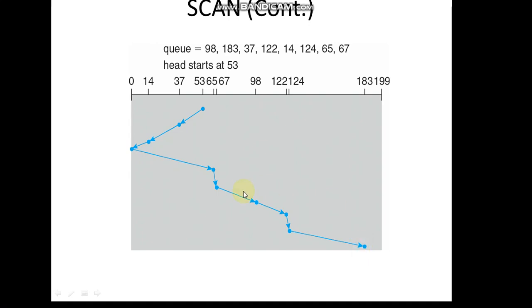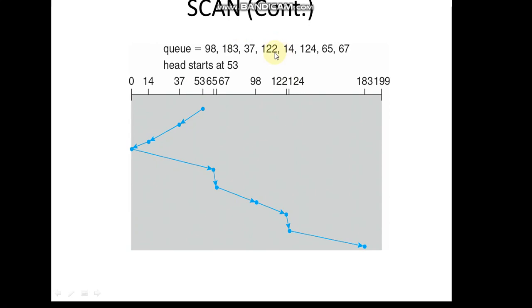The other version of this is that it starts at 53, then moves towards the right side, that is 65, 67, 98, 122, 124, 183, 199. Once it reaches the rightmost end, it comes back. Up till 53 you are not getting any request. 37 is the next request once it reaches the 199th cylinder, so it will come to 37, 14 and 0. Both are correct, you can follow either way, but the total number of head movements will be different in both cases.